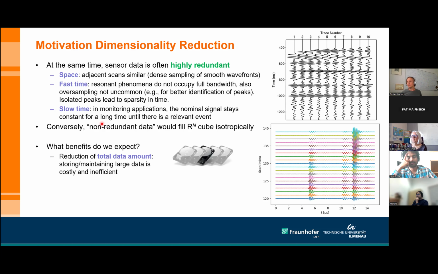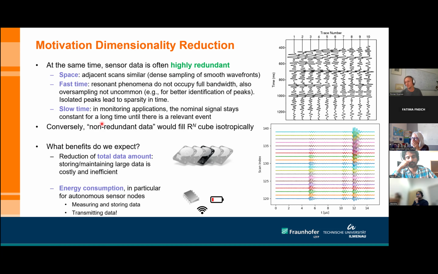There are at least two for this type of application. One is total data amount, which I said earlier. If you record gigabytes, terabytes, and exabytes of data, you need to store that somewhere. Storage is expensive. Maintaining the data and finding anything in it is costly and inefficient. The data is redundant.